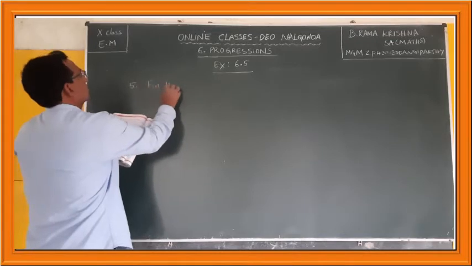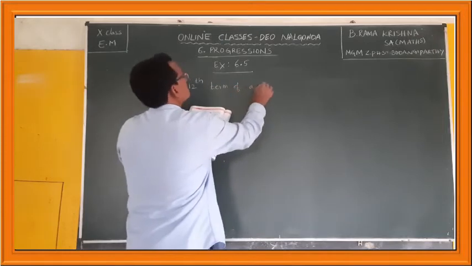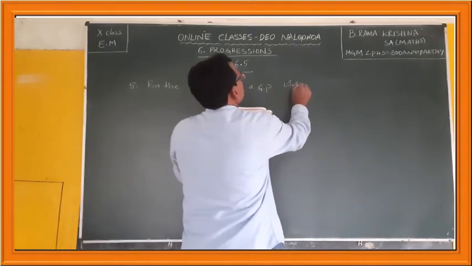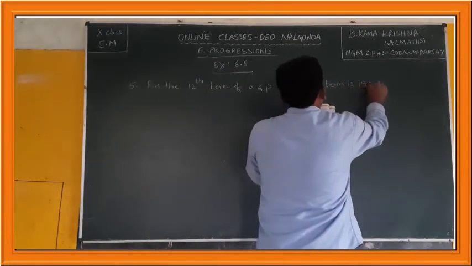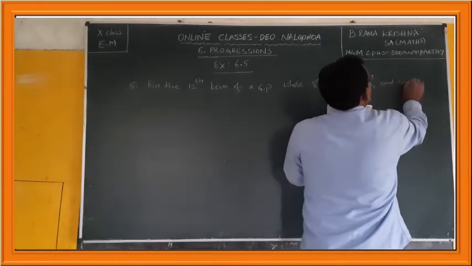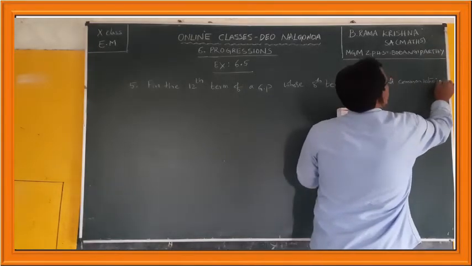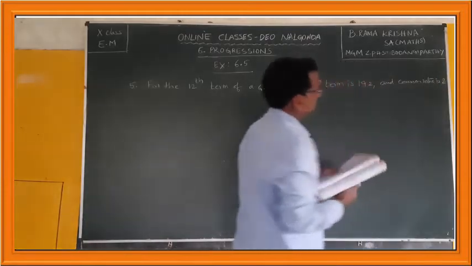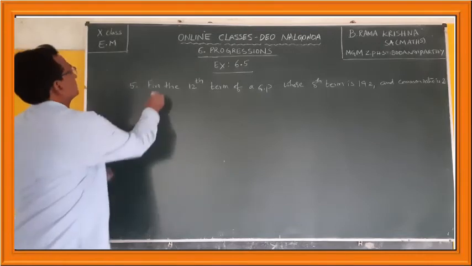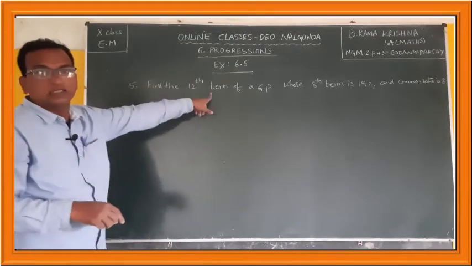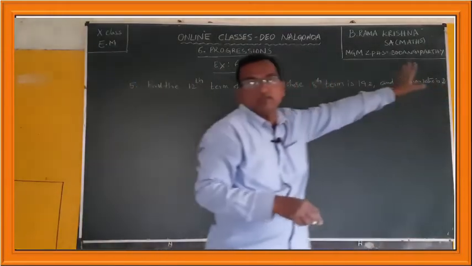Find the 12th term of a GP whose 8th term is 192 and common ratio is 2. Okay, this is the 6th question. Find the 12th term of a GP whose 8th term is given and common ratio is given as 2.